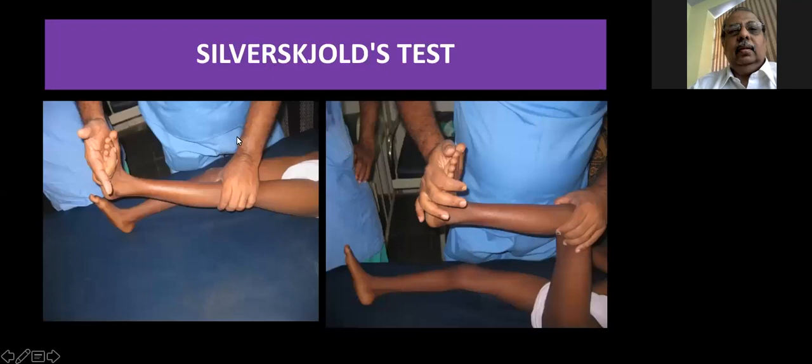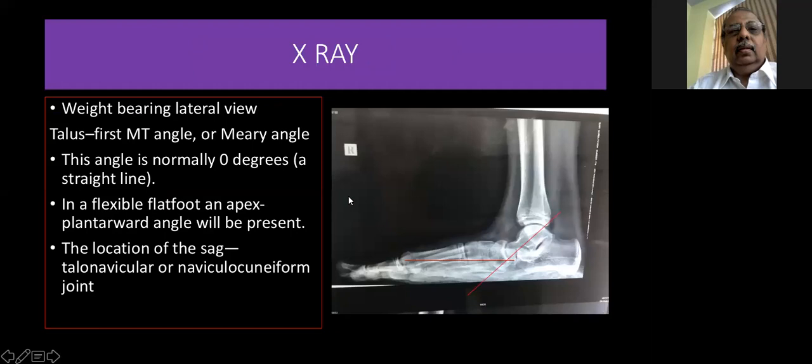This is the test that you need to do when you want to find out whether the equinus is due to a gastrocnemius or a soleus or both. So here, what is happening with the knee in extension, this is the amount of dorsiflexion. When the knee is flexed, the dorsiflexion increases. That means that the problem is mainly in the gastrocnemius muscle.